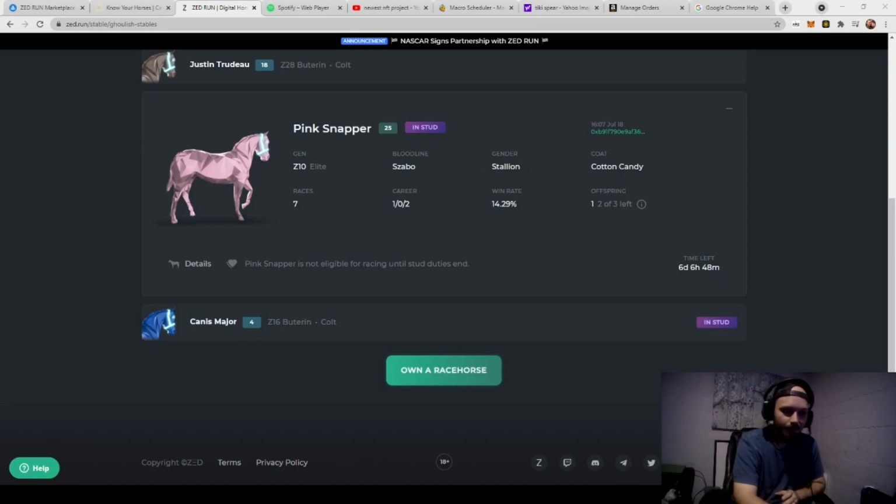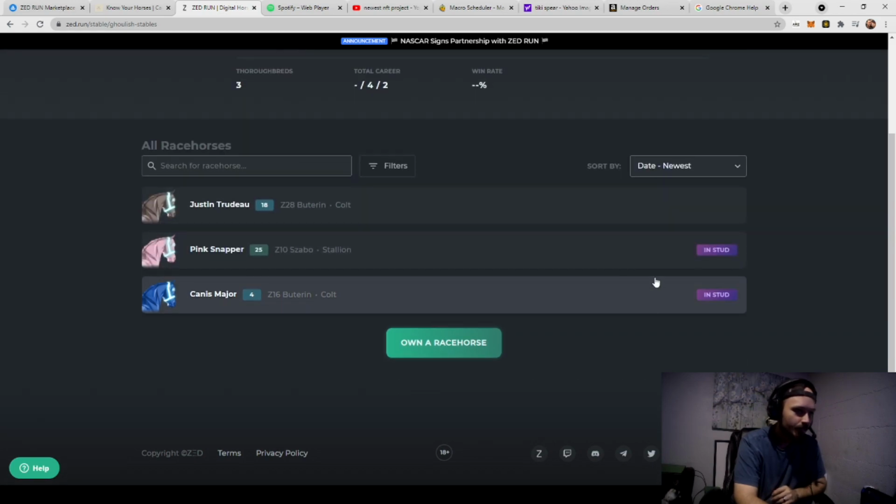Okay, and that's really going to transition into way number 2. If you can see on the right here, let me minimize this. These 2 horses in my stable are called in stud. And what does that mean? That means they are in the stud farm currently, which is the second way that you can make money.